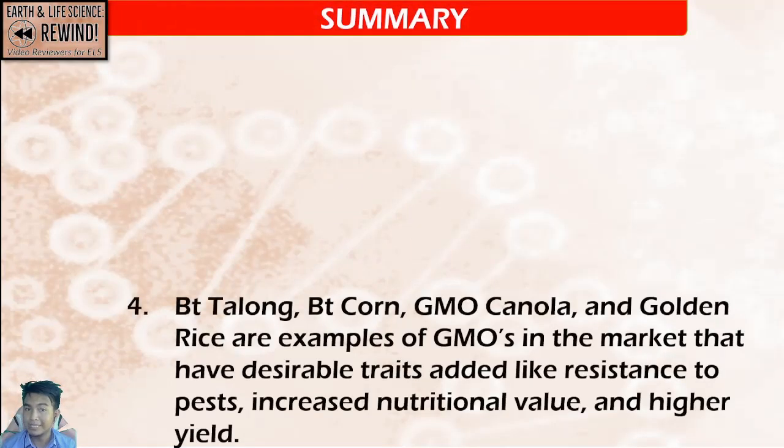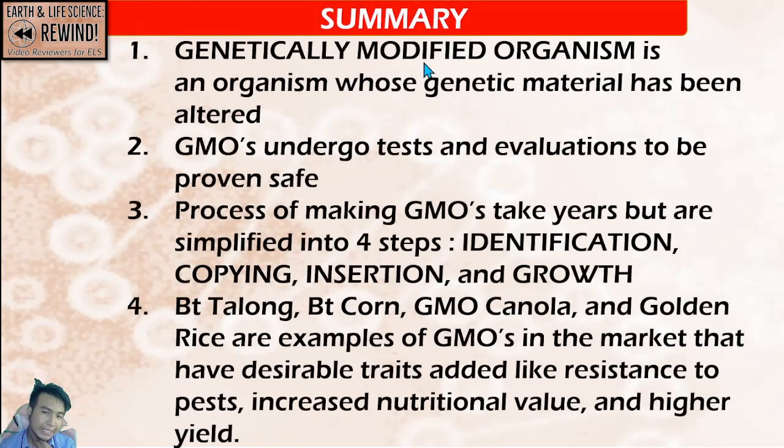So to summarize our lesson for this time, a genetically modified organism is an organism whose genetic material has been altered. GMOs undergo tests and evaluations to be proven safe. The process of making GMOs takes years but is simplified into 4 steps: identification, copying, insertion, and growth. Bt Talon, Bt corn, GMO canola, and golden rice are examples of GMOs in the market that have desirable traits added into them, like resistance to pests, increased nutritional value, and higher yield.